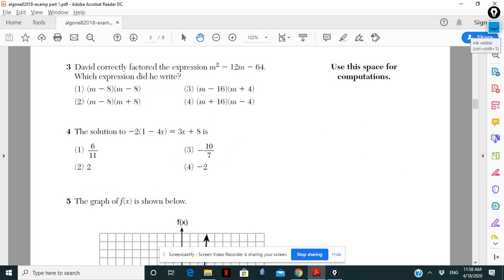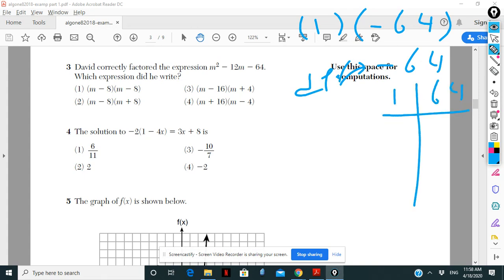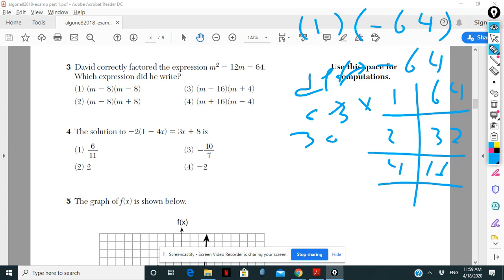Question number 3. David correctly factored the expression. I'm going to use the AC method. The A value is 1 and the C value is negative 64. Negative 64 means I'm looking for a difference. What are the factors of 64? 64 and 1, the difference is 63. 32 and 2, the difference is 30. After that, 4 and 16, and the difference here is 12. And I'm looking for 12.